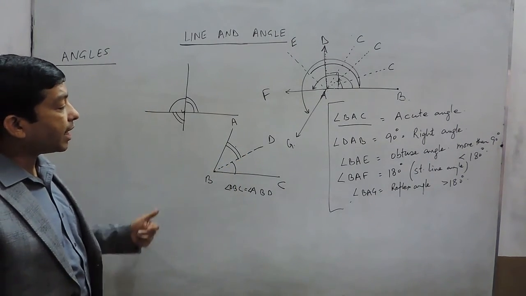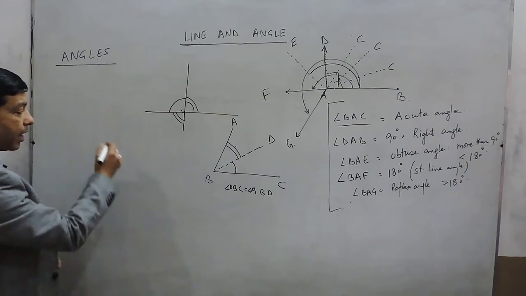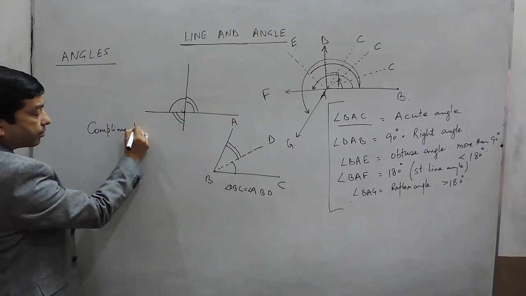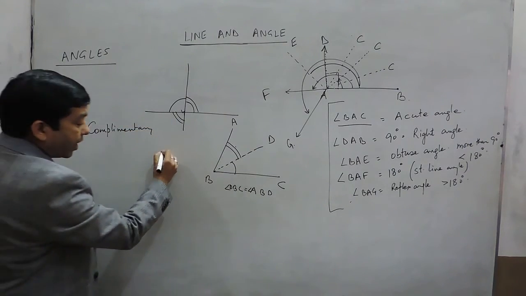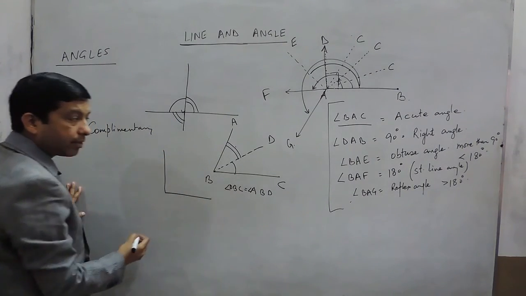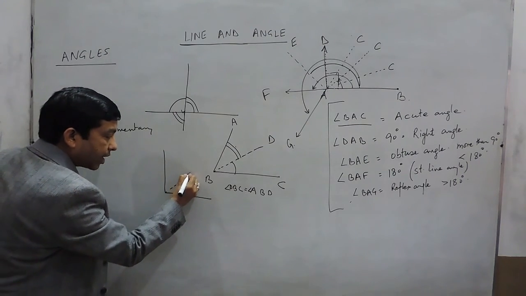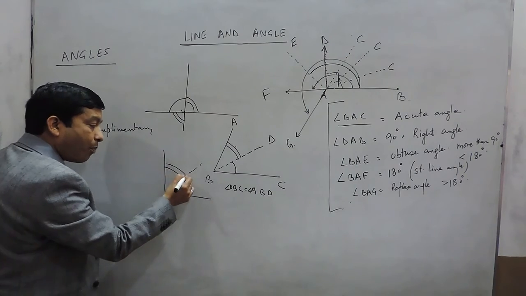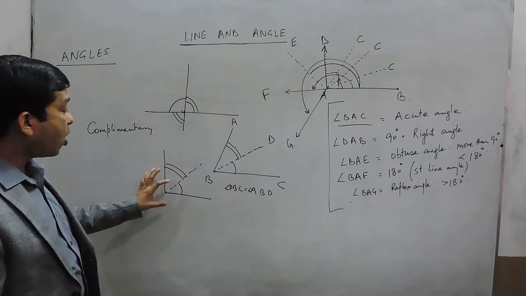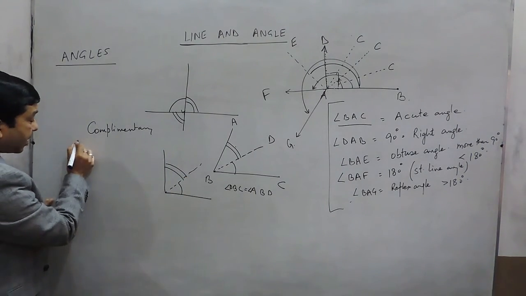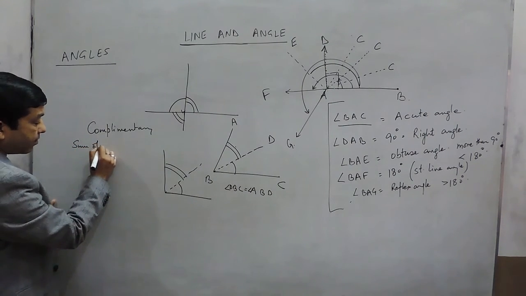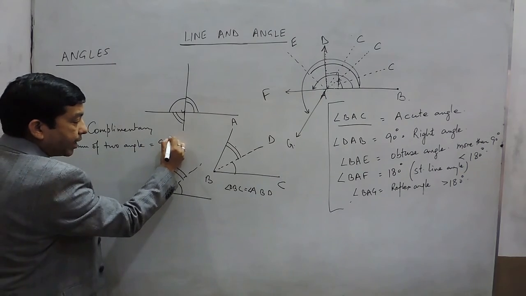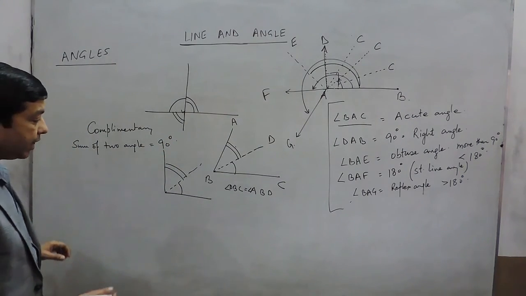When we talk about adjacent angles, there is one more pair which is important. One is complementary. When there is a 90 degree angle and in between we make another line, this angle is considered to be a complement to this angle, or we can say when the sum of two angles is equal to 90 degrees, they are known as complements of each other.